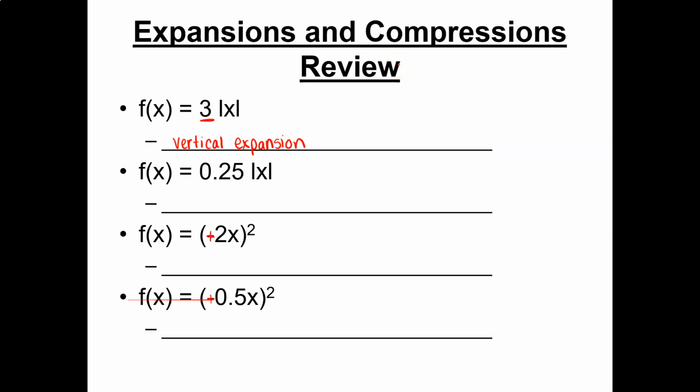Okay, Cade, what would 0.25 times the absolute value of x do? Vertical compression. Okay, things are backwards when we're on the inside of the parentheses. So, Sarita, what's going to happen for the next one, 2x squared?